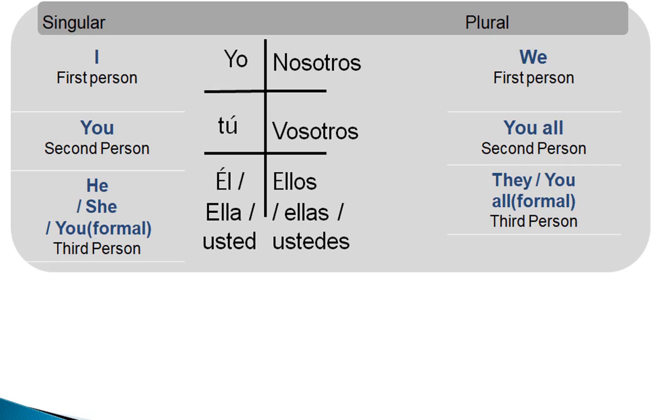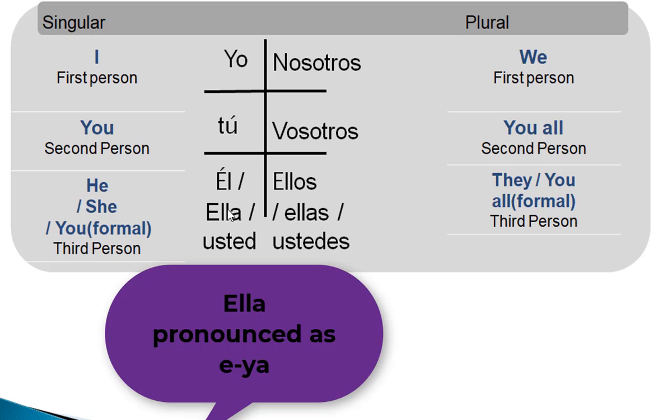He, coming on to the third person, is él. Again the accent over the E. Él. She, ella. This double L basically sounds like the letter Y in English. Ella.